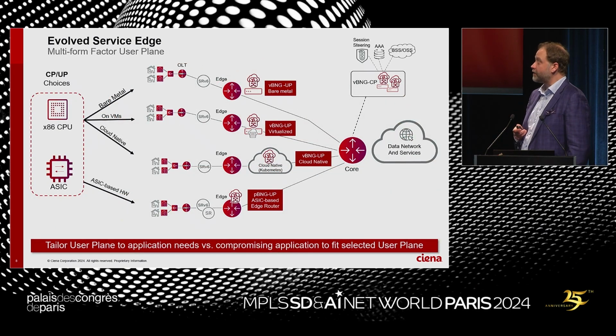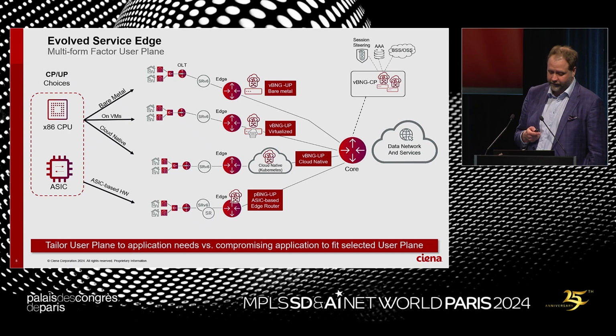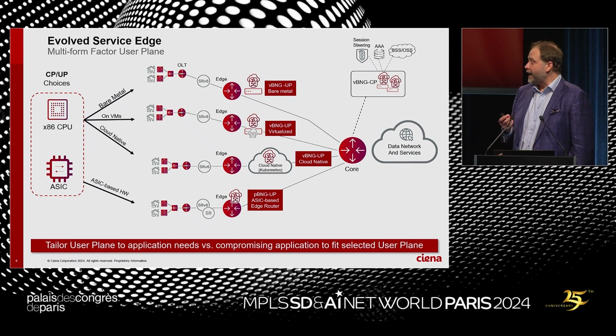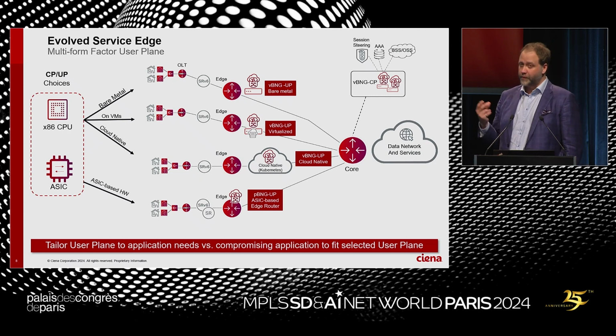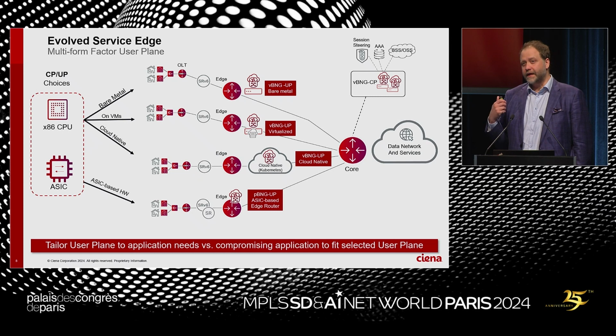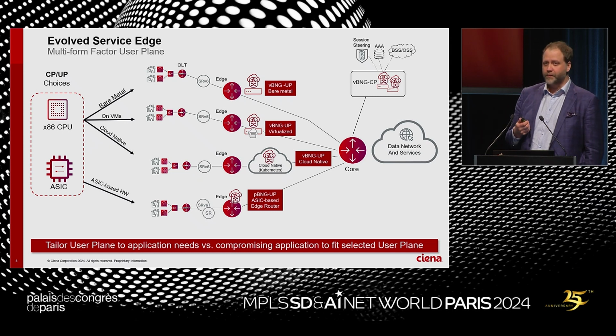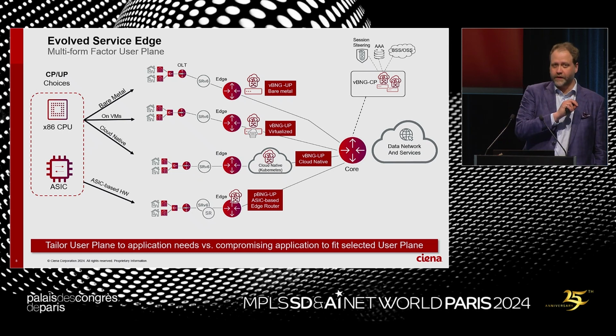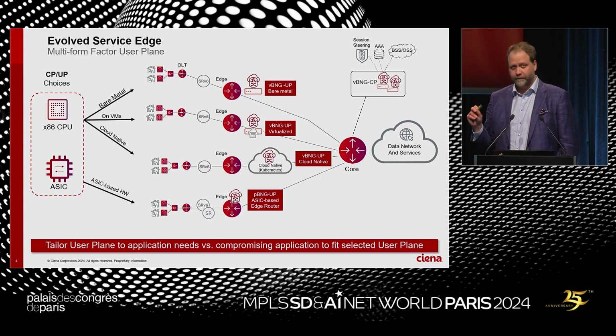The next point was around the multi-form factor user plane. The idea that I have there at the bottom is that you don't want to be compromising the performance of the application based on what your user plane is capable of. You want to be able to tailor the user plane that you deploy based on your application needs and also the network infrastructure that you have available. So our view is that the same actual service termination function should be available regardless of whether that is based on a compute cloud pod or an actual physical ASIC.